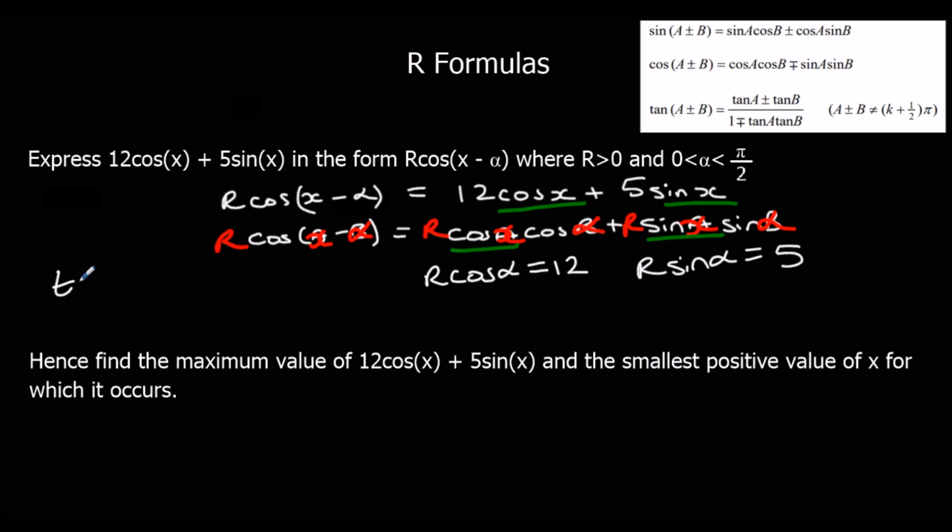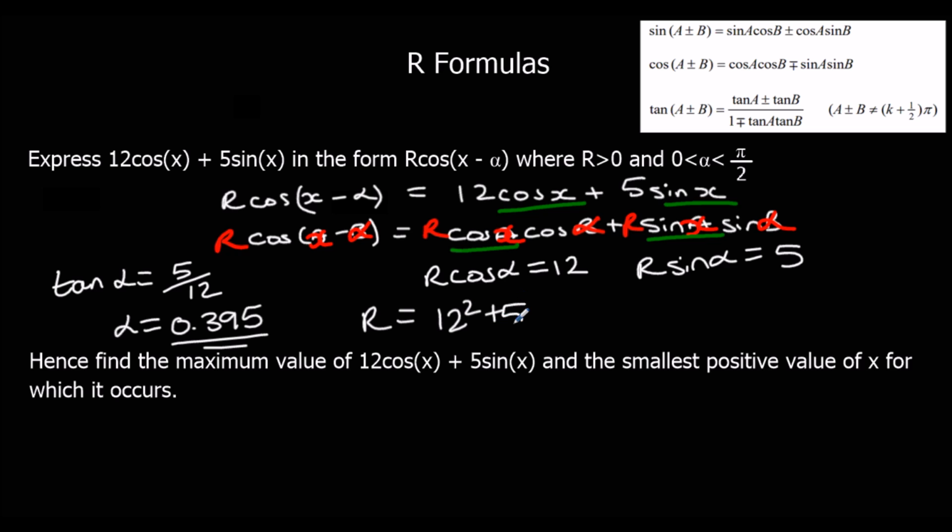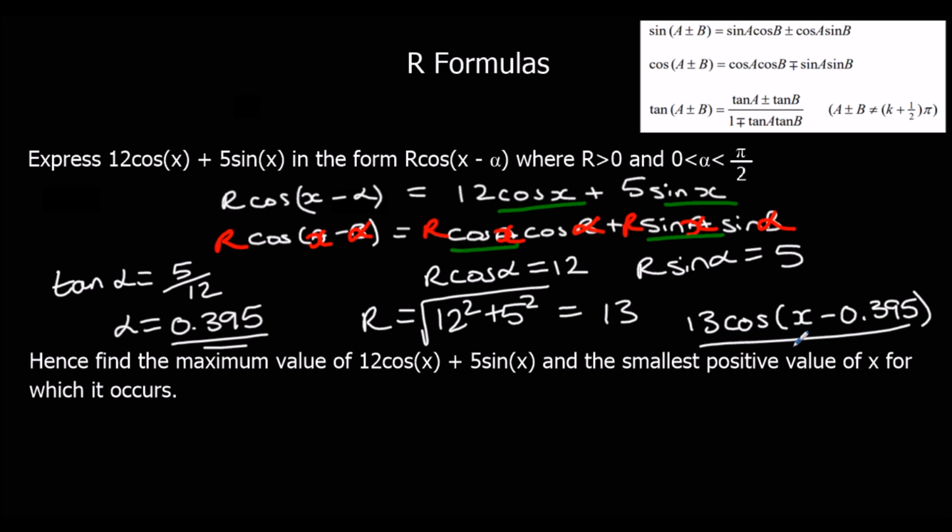So tan alpha is 5/12, and we shift tan 5/12, which gives us alpha as 0.395 to 3 significant figures. To find r, we're going to do Pythagoras, so 12 squared plus 5 squared square rooted, which is 13. So that means we have 13 cos x minus 0.395, and that's our answer.